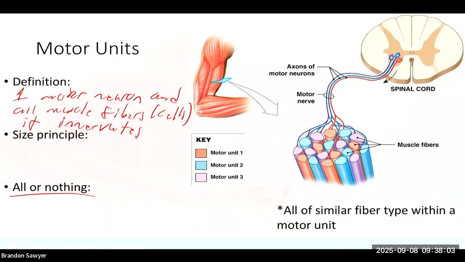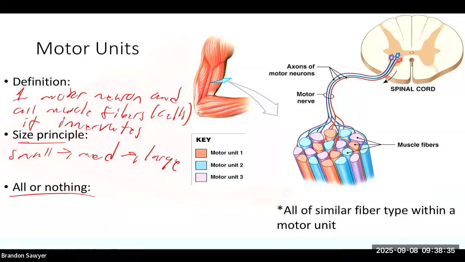And then the other thing that we find is the size principle, which means that we're going to contract the small ones first, then up to the medium ones, then up to the large ones, when we're trying to produce more and more force, right? So if we just need a little bit of force, we're just going to use the small ones. If we need a little bit more force, we're going to do the small ones first, then we're going to kick in the medium ones too, right? If we still need more force, we're still going to use the small ones and the medium ones, but then we're also going to kick in the larger ones.